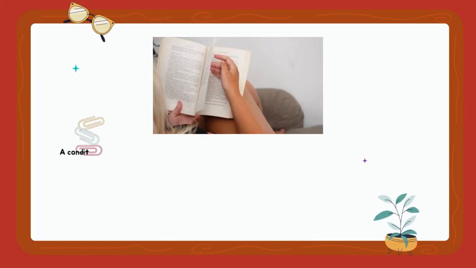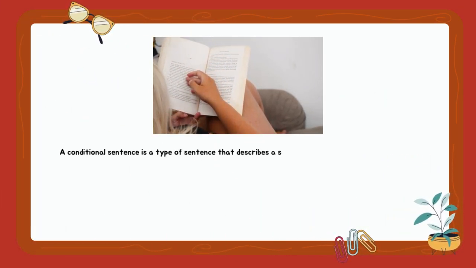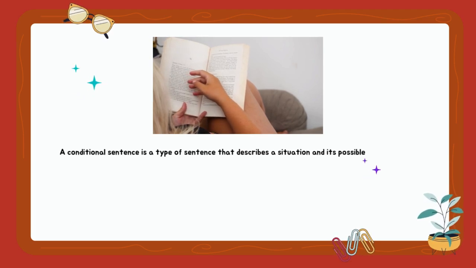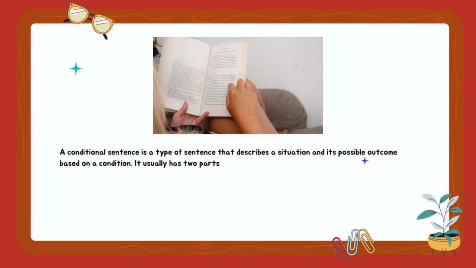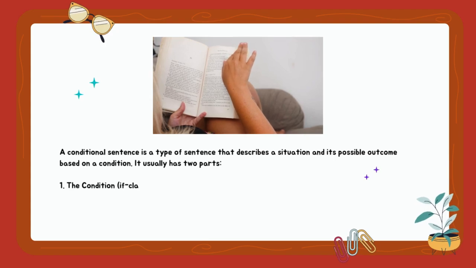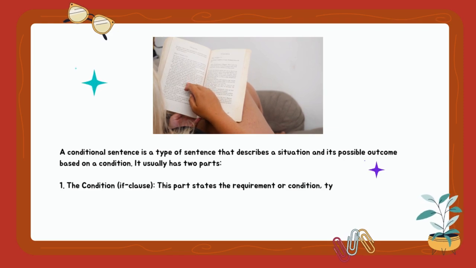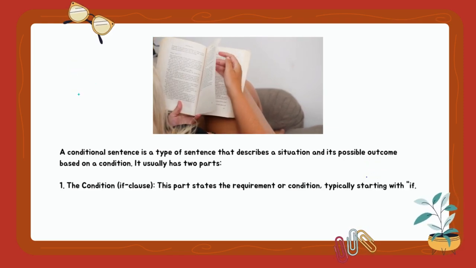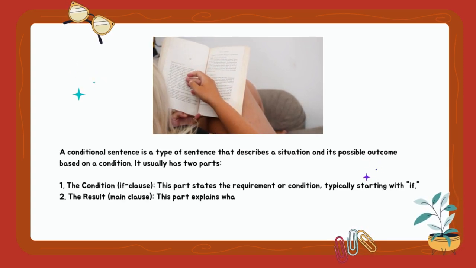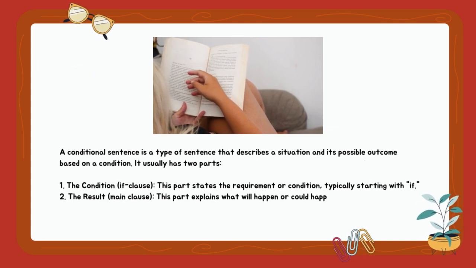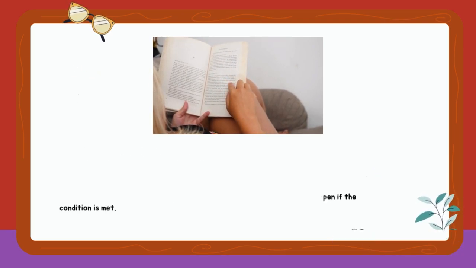A conditional sentence is a type of sentence that describes a situation and its possible outcome based on a condition. It usually has two parts. The first part is the condition or if clause. This part states the requirement or condition, typically starting with if. The second part is the result or the main clause. This part explains what will happen or could happen if the condition is met.